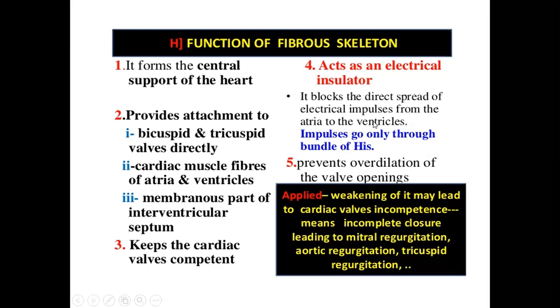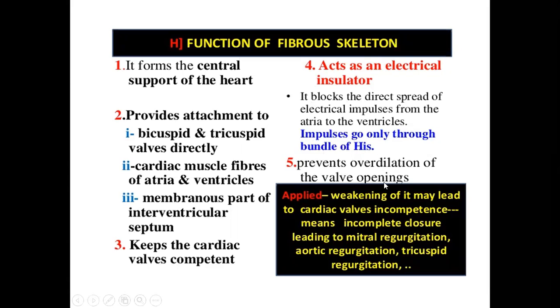Okay, so impulses only go through the bundle of His. We'll discuss this part, how it will go. So there is no communication between the atrium and the ventricle, and this is prevented by this fibrous skeleton. So the impulses will go only through the bundle of His. Okay, and it also prevents over dilatation. It not only prevents collapse, it also prevents over dilatation of the valve opening.